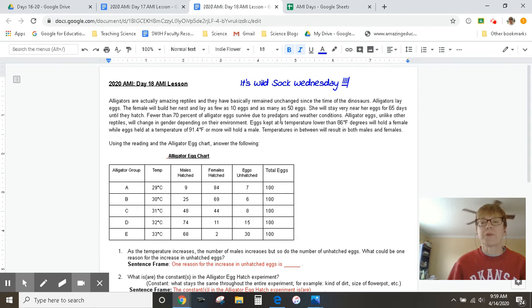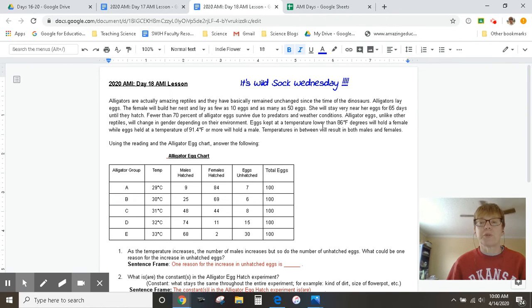And remember, predators are things that eat other things. So a cougar could be a predator for a rabbit. The rabbit is something that the cougar is going to hunt down and eat. Alligator eggs, unlike other reptiles, will change in gender depending on their environment. And gender means whether that organism is male or female, boy or girl.